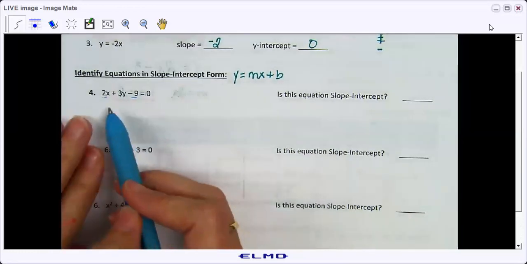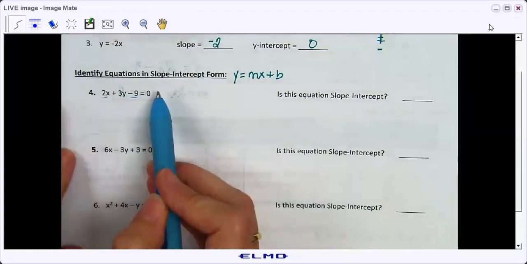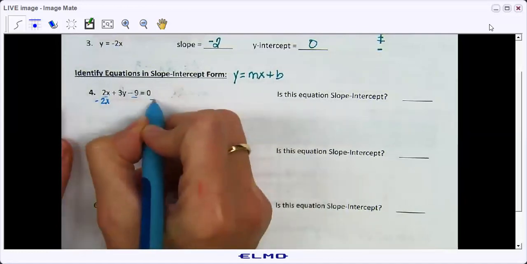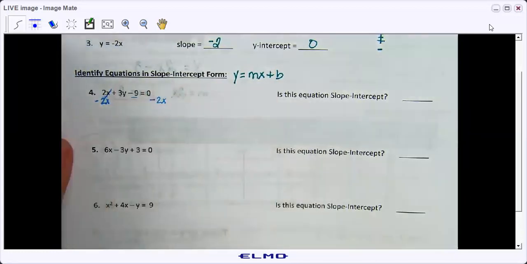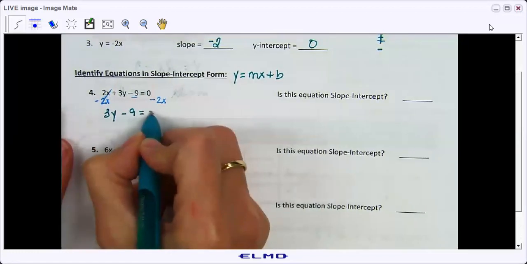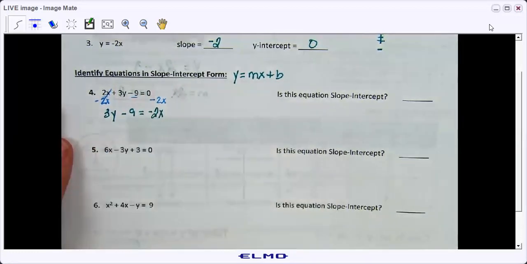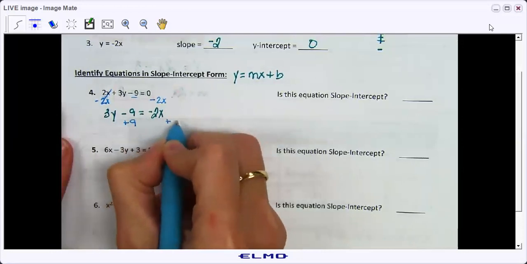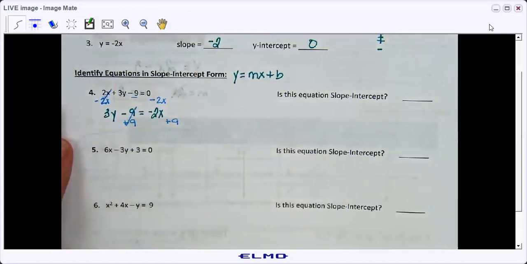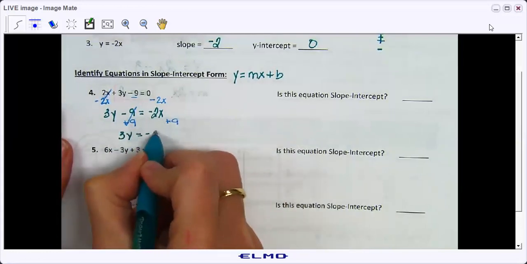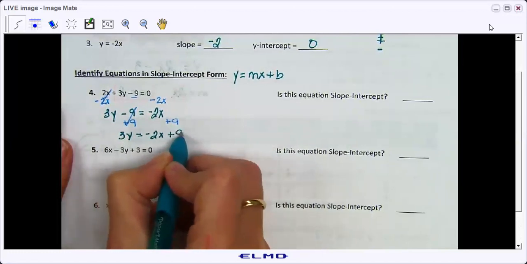Okay, so I am going to move my 2x over first. It doesn't matter which one you move over first. So I'm going to subtract 2x on both sides. And I end up with 3y minus 9 equals -2x. Now I have to move my 9 over. And I end up with 3y equals -2x plus 9.